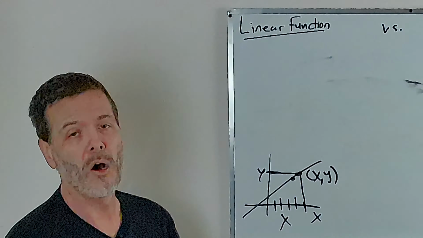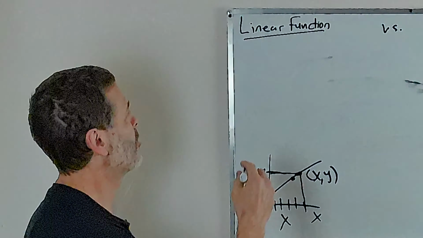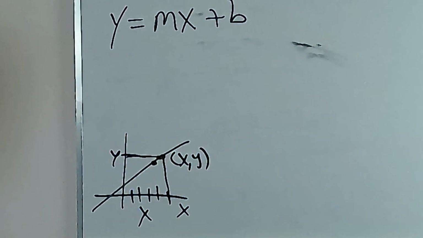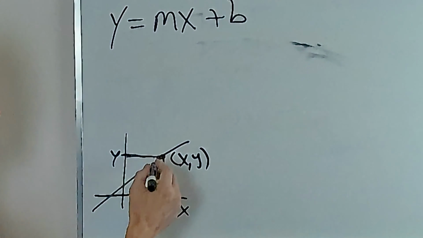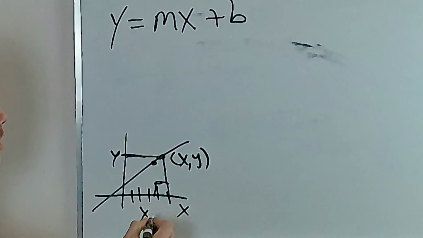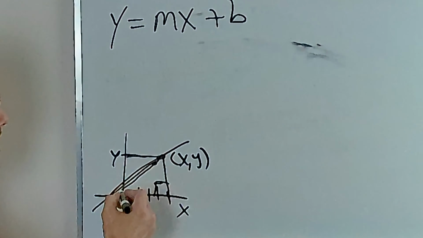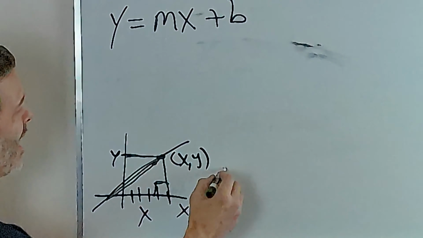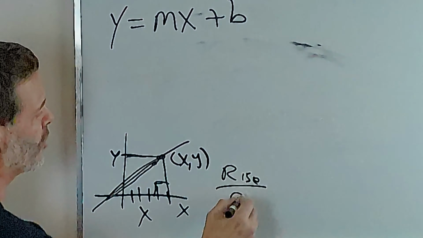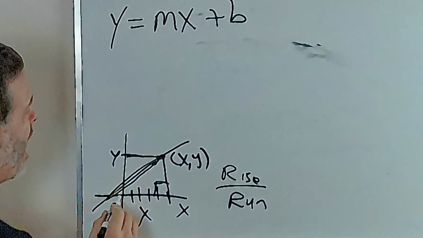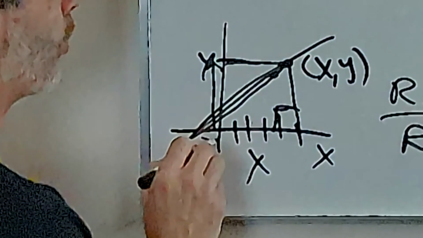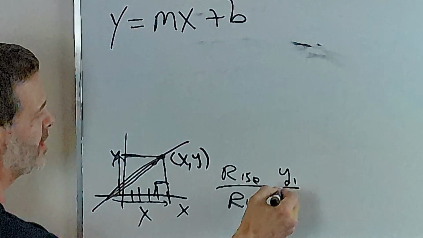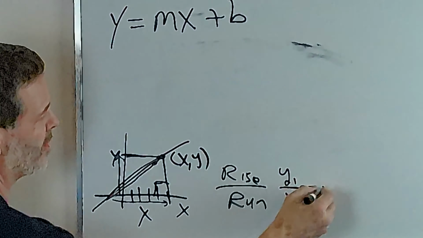All lines have the same formula: y equals mx plus b. m is called the slope. It's basically how steep the line is. If you look at this right triangle right here, it has some sort of slope to it, and the slope is defined by m. It's defined as the rise over the run. So I'm going to rise this distance y, I'm going to run this distance x, I'm going to put that value here, and that's going to give me m.